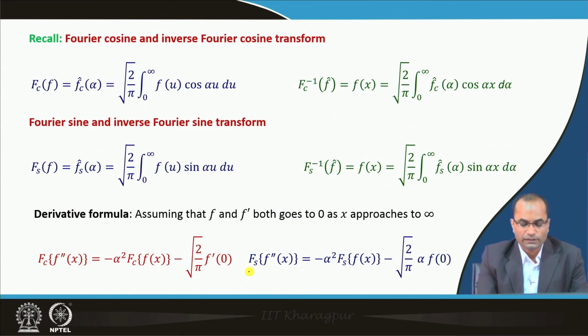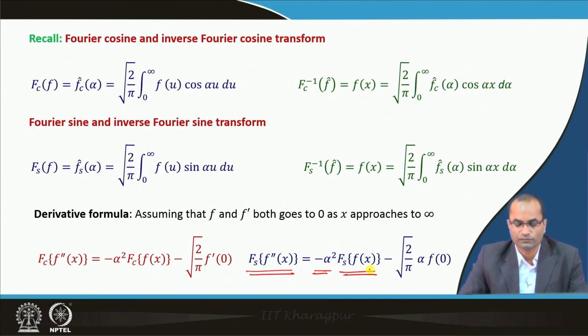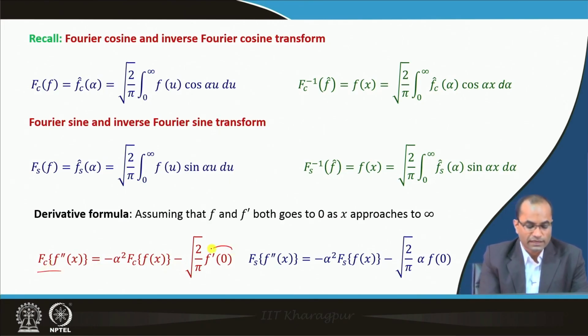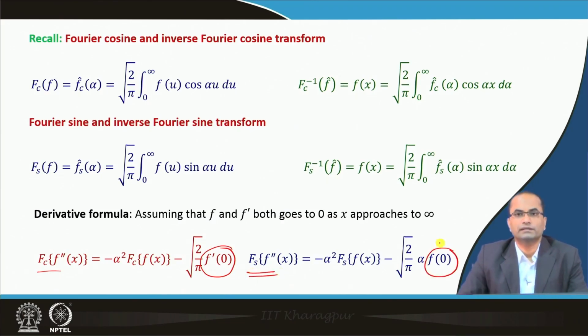Similarly, when we take the Fourier sine transform of the double derivative, we get minus alpha square times the Fourier sine transform of f, and then an extra term: square root 2 over pi, alpha, into f(0). So, what is the basic difference between the two which we have to keep in mind? In the cosine transform, f prime appears in the formula, whereas in the sine transform, f(0) appears in the formula.